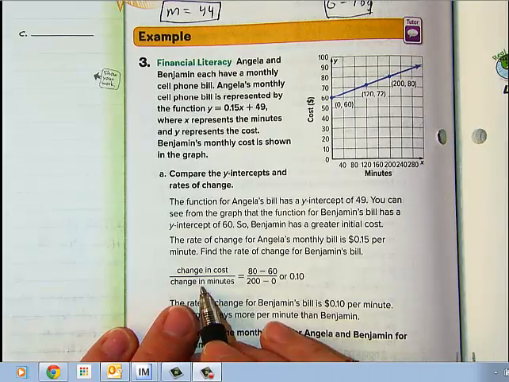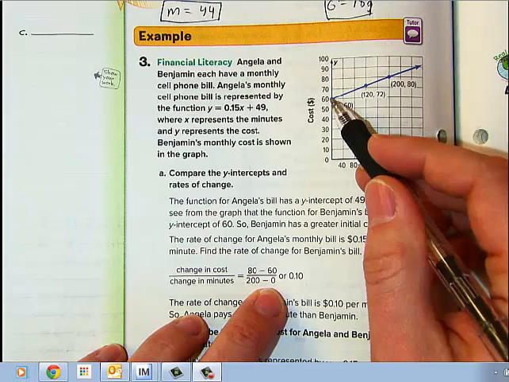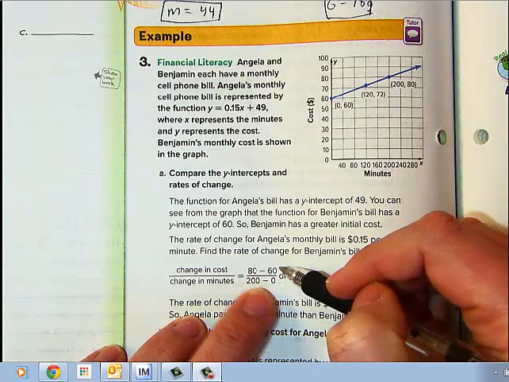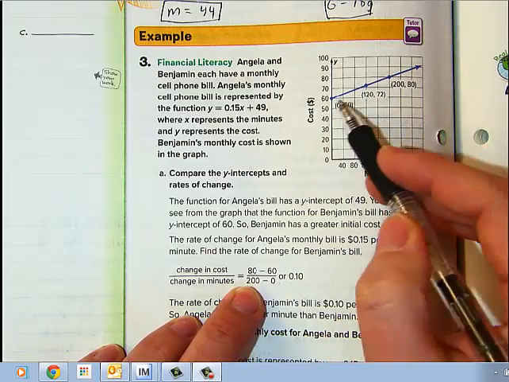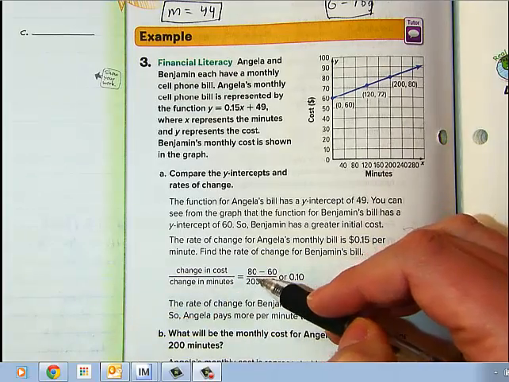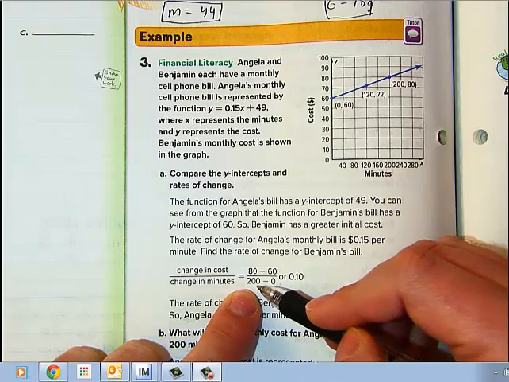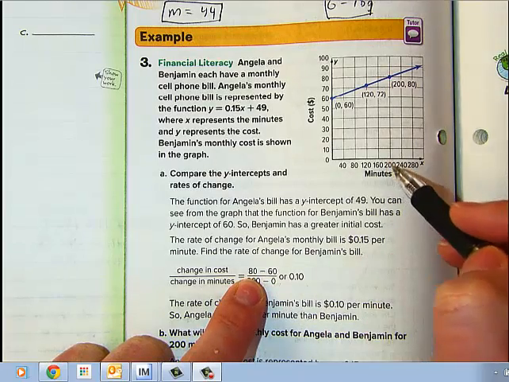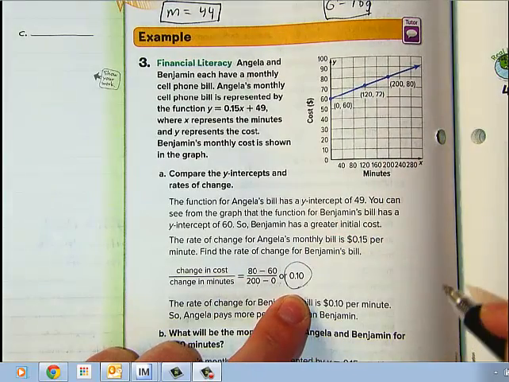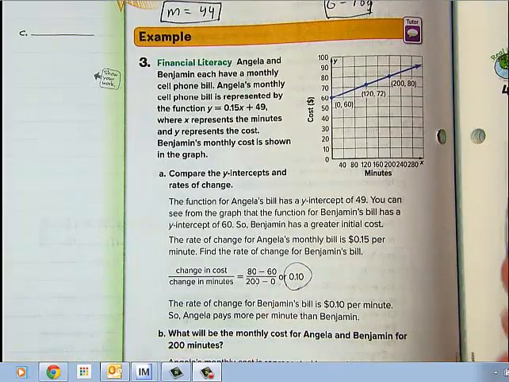So if you look down here, we look at the first point. There's our 60 and 0. That's our x1 and y1. Then we go over to 200 minutes right here. That is our x2. And then our y2, we know there it's going to cost $80. So what we get here is that it's 10 cents per minute. So circle that 10 cents per minute. And now we can answer the question.